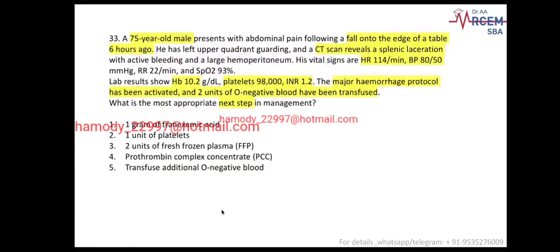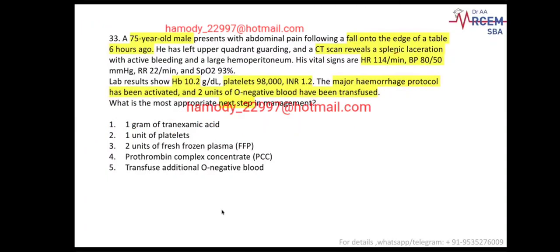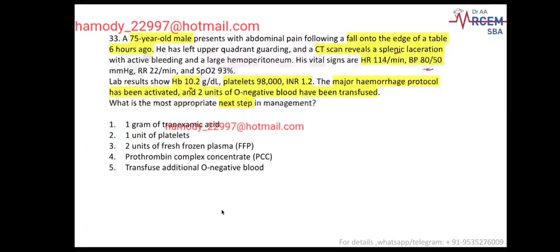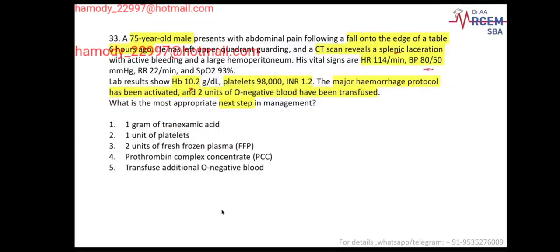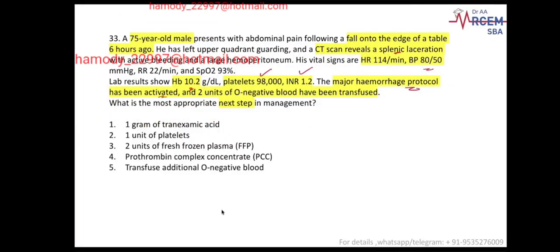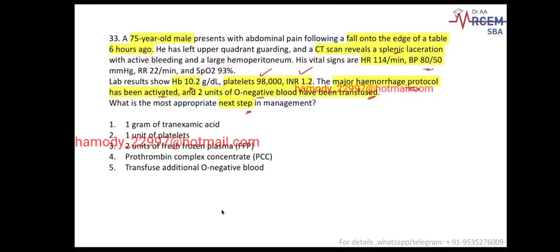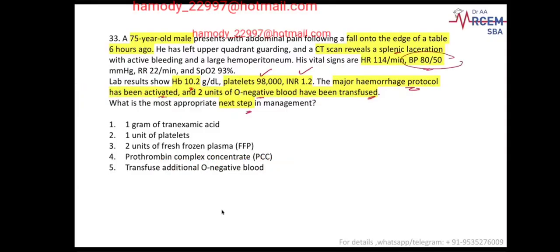A 75 years old male fell onto the edge of the table 6 hours ago. CT scan reveals liver lacerations. Blood pressure is on the lower side. Hemoglobin is falling down. Platelet is fine. INR is fine. MTP protocol is activated. 2 units of O negative has been transfused. What is the next step they are asking? The patient's blood pressure? Blood pressure is still on the lower side. So what do we need to do?